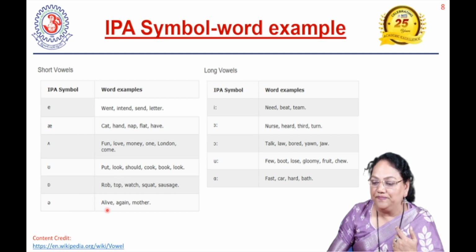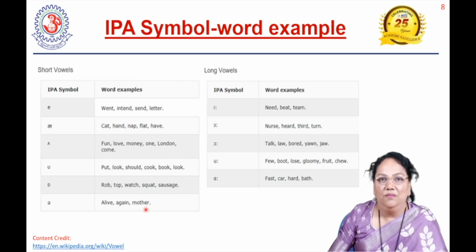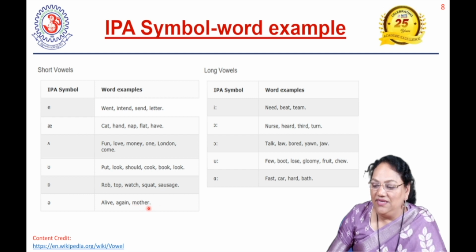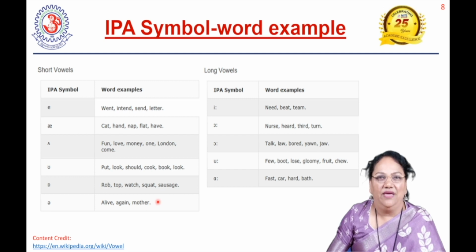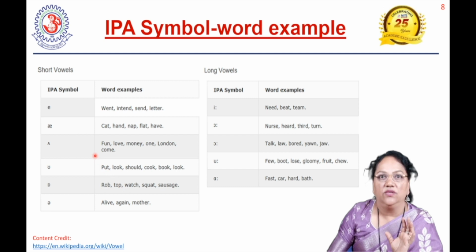Next comes the schwa sound. That is in alive. Again. Mother. In MOTHER, the THER has this sound. Okay? Here, again. Alive. We can say alive, we can say again, right? So that's how the symbols exist for vowels which are called single or short vowels.